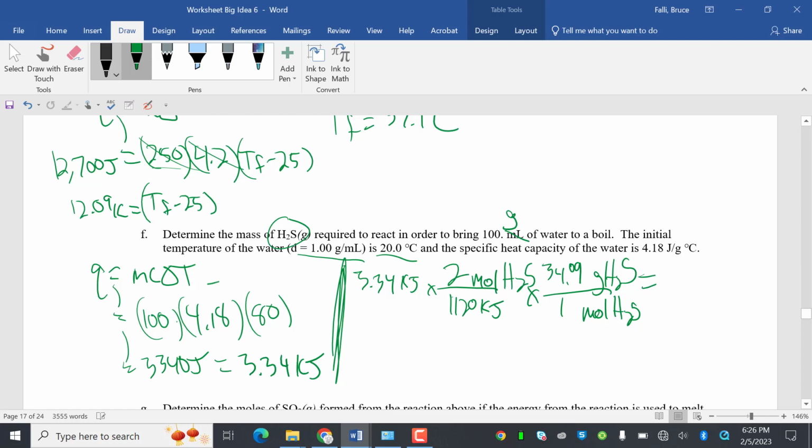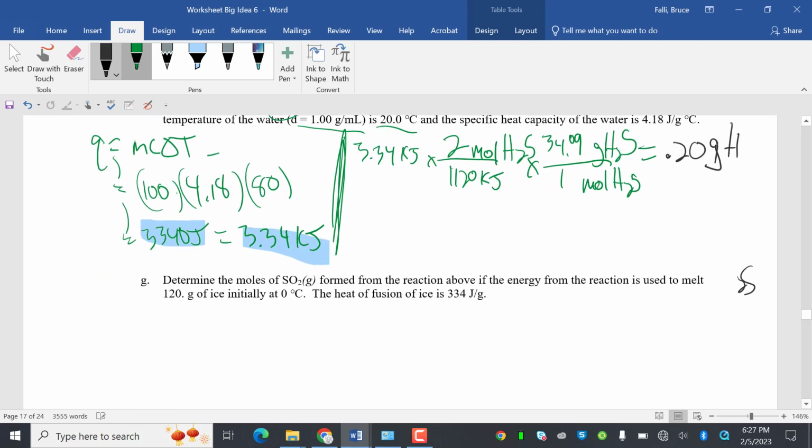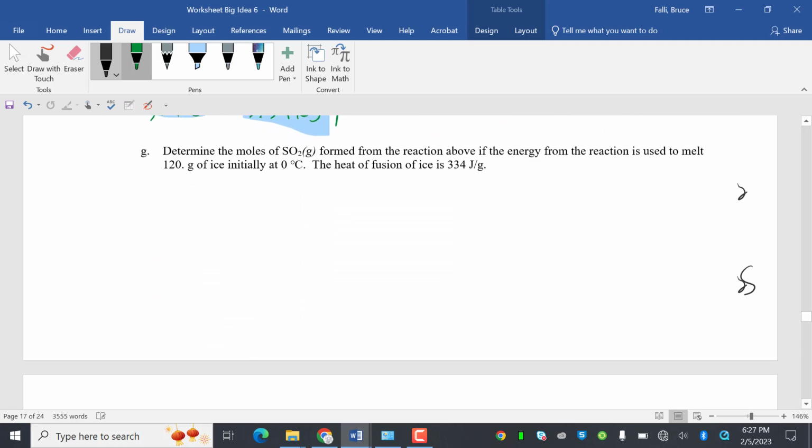So this tells the grams I need to react. 3.34 times 2 divided by 1120 times 34.09. I want to say again, the toughest part of this was to remember to do this part, I think. Of course, I could be wrong. That's going to be 0.2, wow, 0 grams H2S. It's not very much. Oh, it's because I'm dividing by 1120. That would make sense.